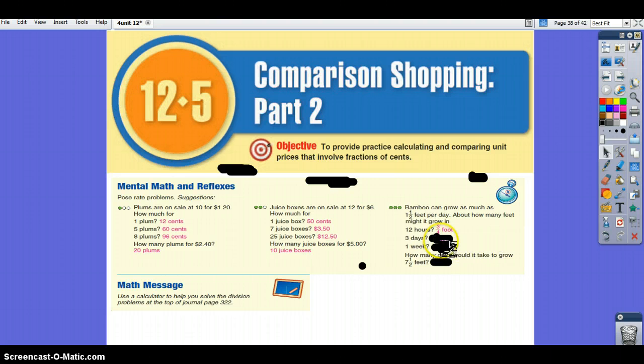In 3 days, again, I could figure it out by hours and by day. So if it's 1.5 feet per day, I can times that by 3, and that gives me 4.5 feet. In a week, I'd take 1.5 feet per day, figure it out for 7 days, and it would be 10.5 feet. And how many days would it take to grow 7.5 feet? Well, I could count up. 1.5 and 1.5 is 3, and 1.5 is 4.5, and 1.5 is 6, and 1.5 is 7.5. How many days was that? 5.